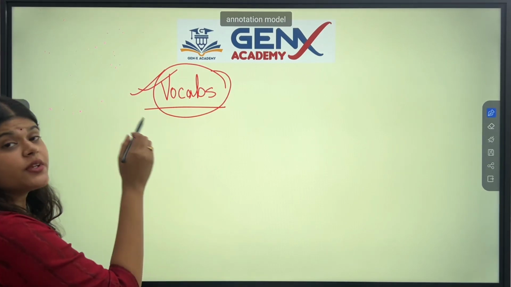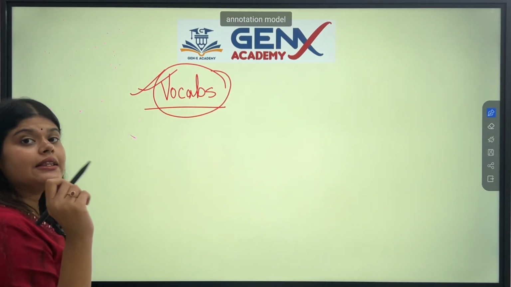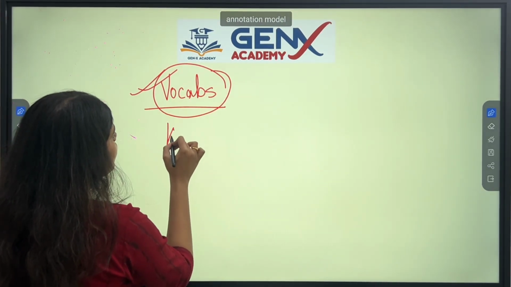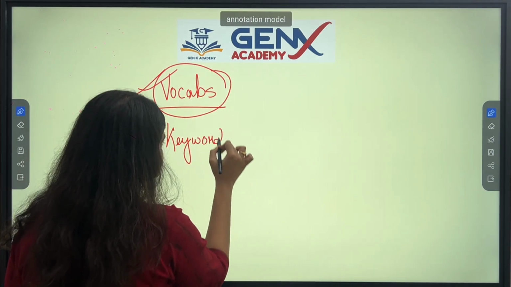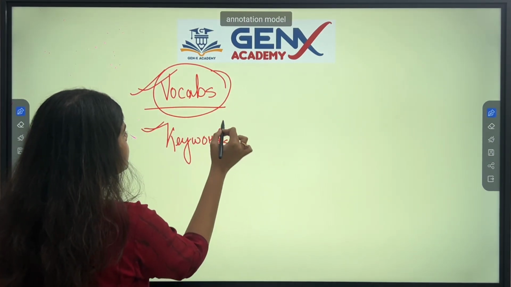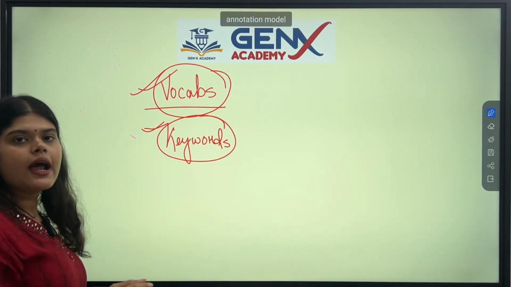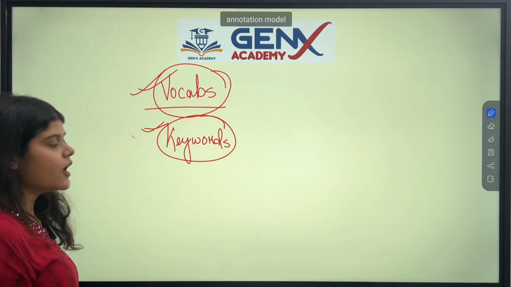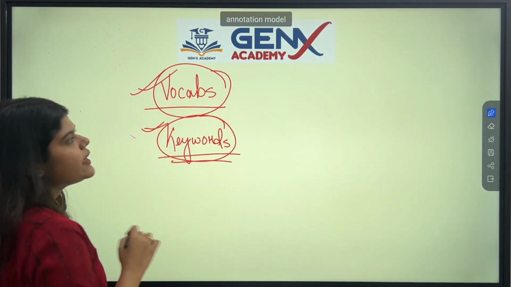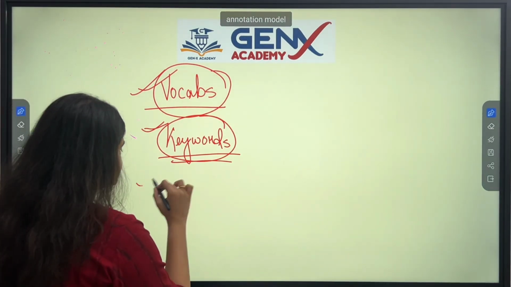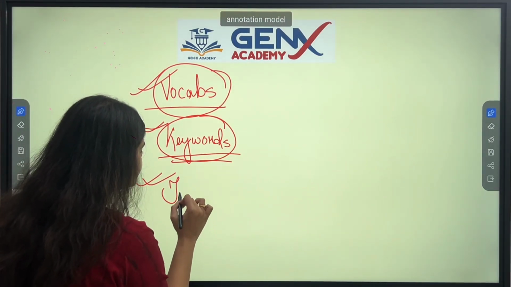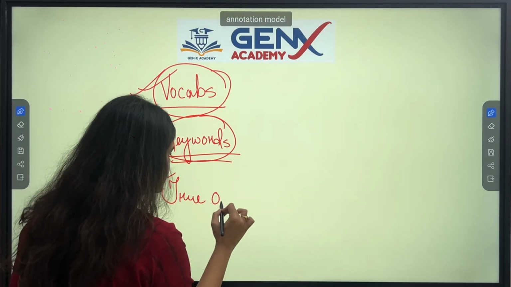So you first attempt the vocab questions and then you move on to the keyword questions. That is, if something is asked, what had happened in the year 2020? So look for the word 2020 and then find the answer to that particular question. And then lastly, you go for the true or false questions.